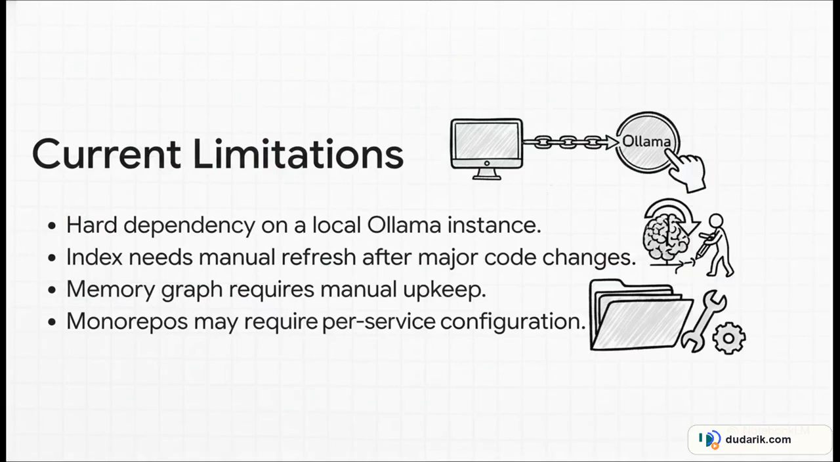Now, let's be real about the limitations. It does have a hard dependency on a local Ollama instance, so you have to have that running. Also, the index isn't live. You have to manually refresh it after you, say, merge a big branch, so you have to remember to run that command. The memory graph also needs some manual care and feeding from you, the developer, and if you're working in a huge monorepo, you might have to do a little extra configuration for each service.